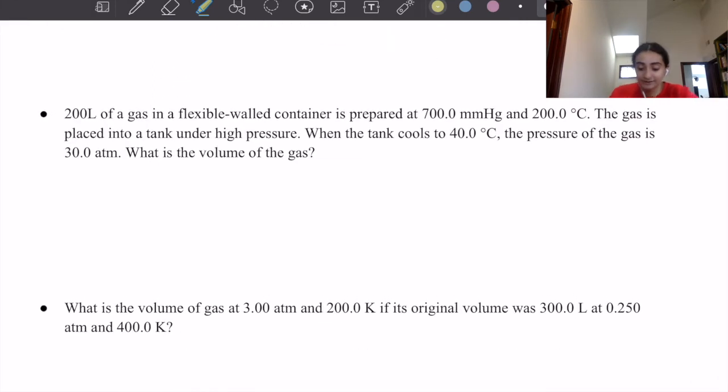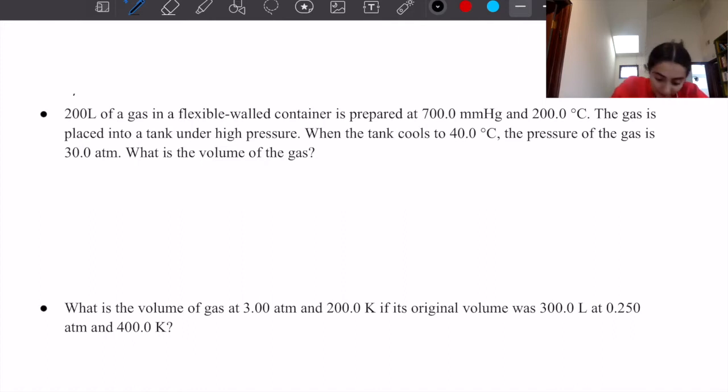200 liters of gas in a flexible walled container is prepared at 700 millimeters mercury and 200 degrees Celsius. The gas is placed into a tank under high pressure. When the tank cools to 40 degrees Celsius, the pressure of the gas is 30 atmospheres. What is the volume?